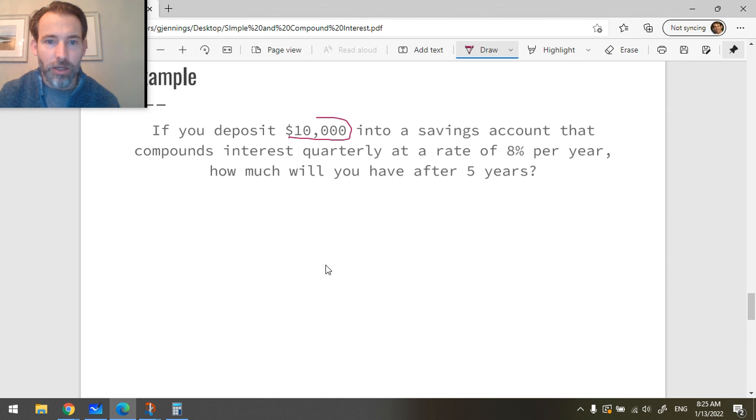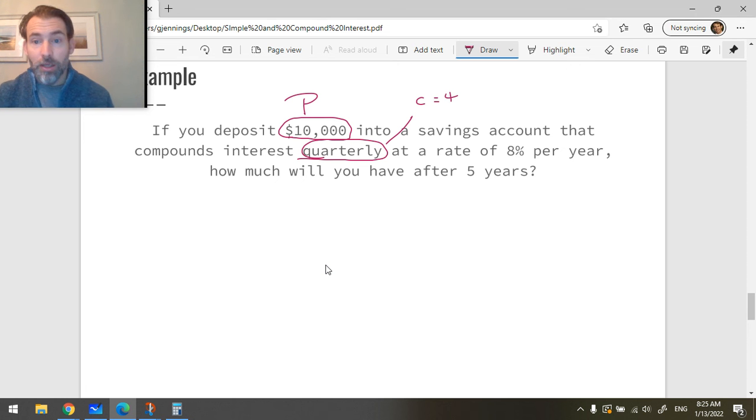Let's highlight our important numbers. This here is the principal. This is what we invest up front. The amount is compounded quarterly. So quarterly tells us C equals 4. There's 4 compounding periods per year because it's compounded quarterly. The rate is 8% per year. So that means our interest rate is equal to 0. Careful, Mr. Jennings, 0.08. I did it correctly. Hooray. See how I really had to slow down there.